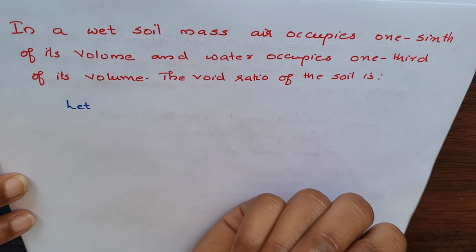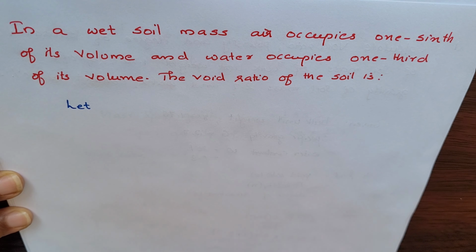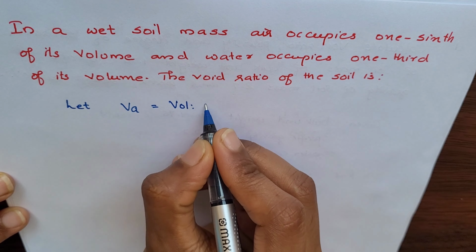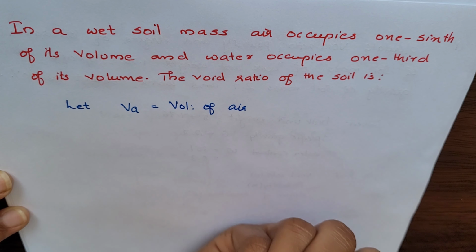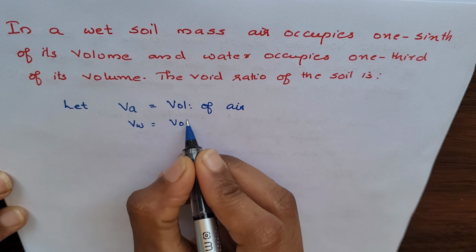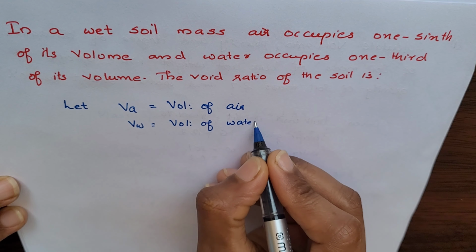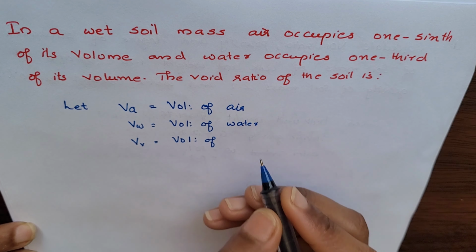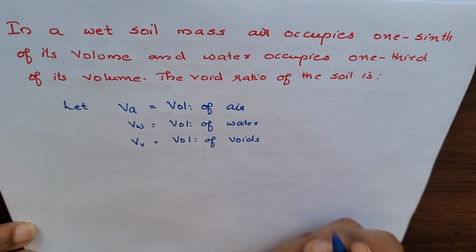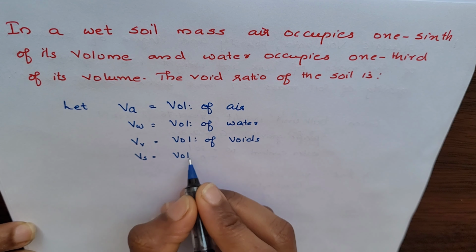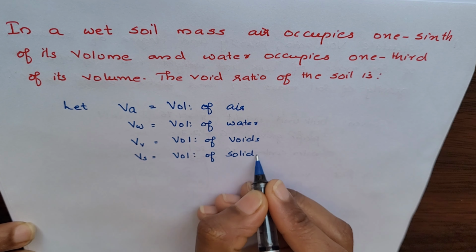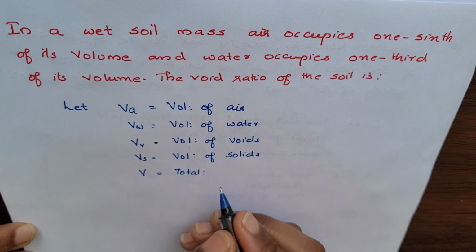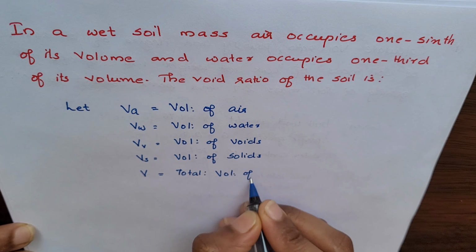Let's check out how we can find out this problem. First of all, let VA be the volume of air and VW the volume of water. We can write VV as the volume of voids, VS as the volume of solids, and finally capital V is denoted as the total volume of the soil mass.